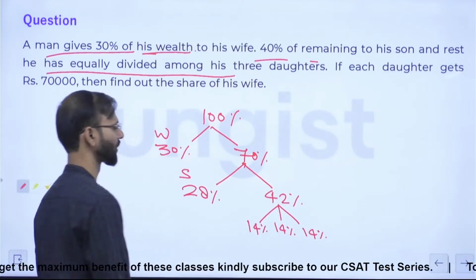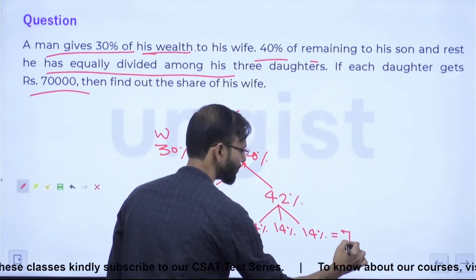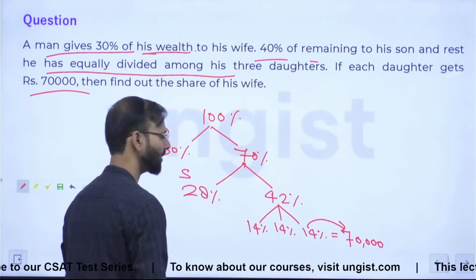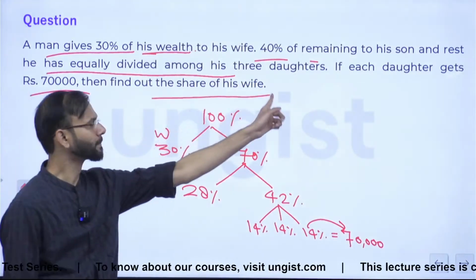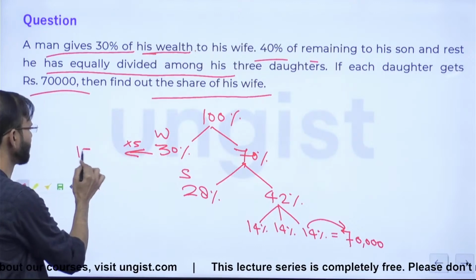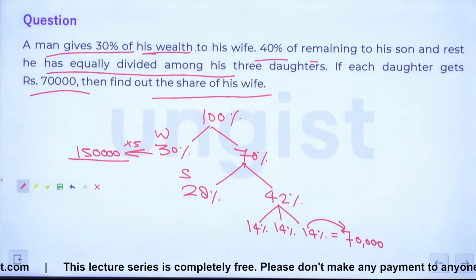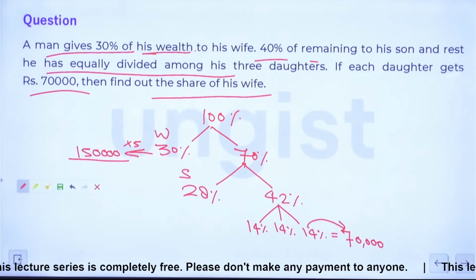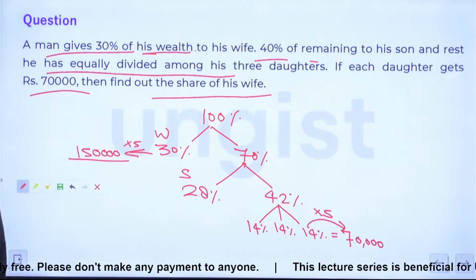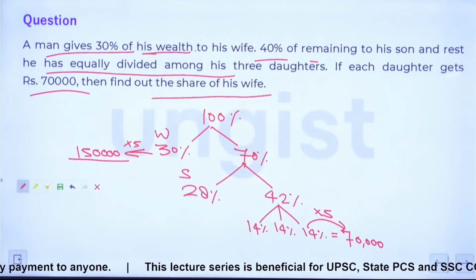Guys, is it clear? The question says each daughter is getting 70,000. What is the relation between 14 and 70? It is 5 times, followed by 3 zeros. The wife's share is 30%, so 30 into 5 is 150, followed by 3 zeros. So this is 1,50,000. The share of his wife is 1,50,000. Everybody, it is clear how simple the question was, right?